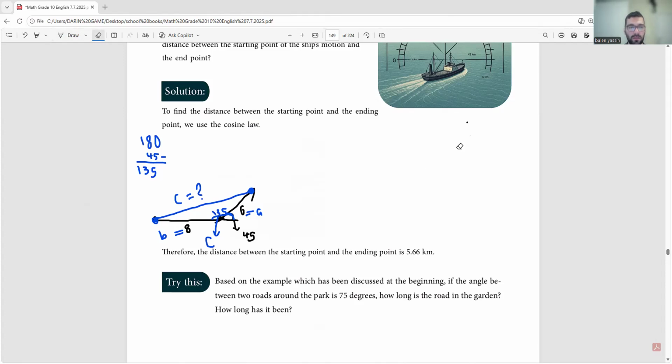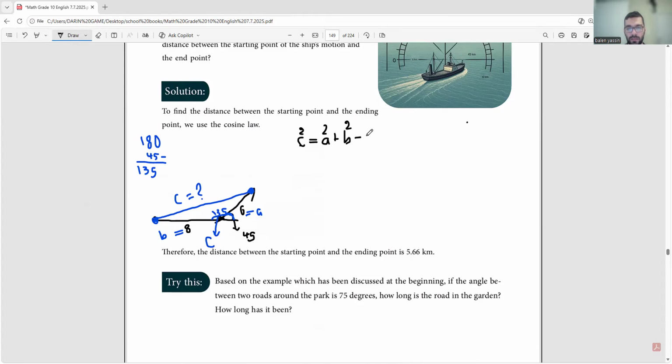So let me erase this. We're going to do the correct solution here. So we have c squared equal to, from the rule, a squared plus b squared minus 2ab cosine of C capital. Again, we don't know what c is, so we just leave it like this, c squared. A is 6, so we have 6 squared, plus, what is b? We chose it to be 8. So now we have 8 squared minus 2.